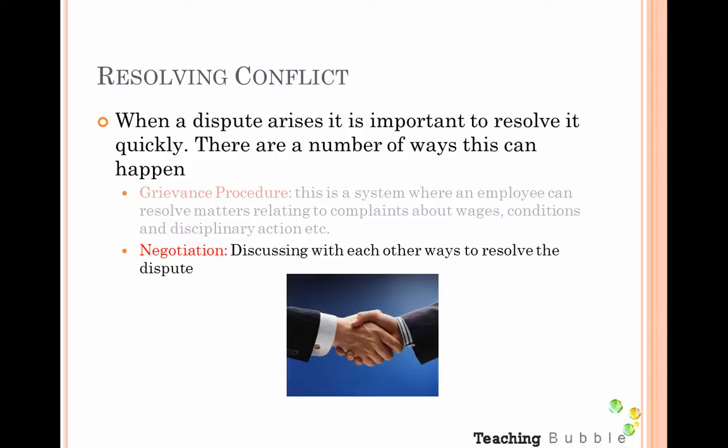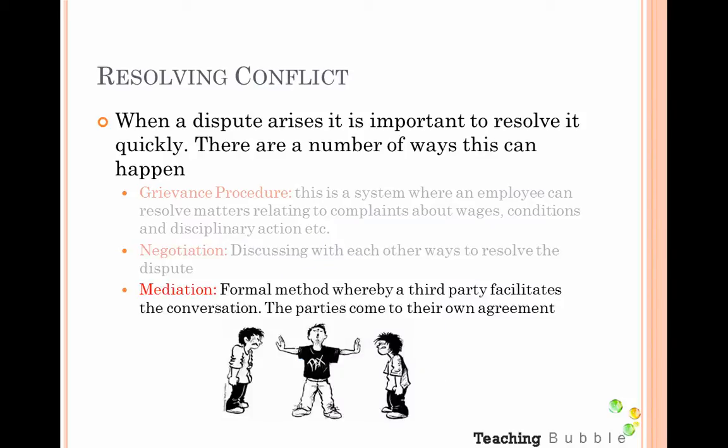Negotiation, we know what negotiation is, so it's essentially discussing with each other ways of resolving a dispute. So that one's pretty straightforward. And then we get into mediation, which is where a third party actually comes in and facilitates the conversation between the two parties which are in disagreement. Essentially, it's important to note here that in mediation, the parties come to their own agreement, and the third party doesn't normally have any involvement other than facilitating the conversation.